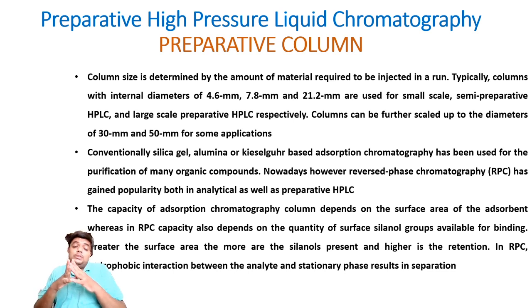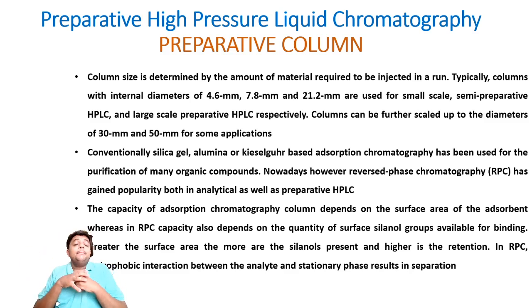We are now going to discuss the preparative column. Column size is determined by the amount of material required to be injected. The more the amount of material required to be injected, the larger the internal diameter of the column. You have a normal analytical column, which sometimes can be used in preparative columns, that is 4.6 millimeter, but generally you use 7.8 millimeter or 21.2 millimeter columns for small scale experiments.